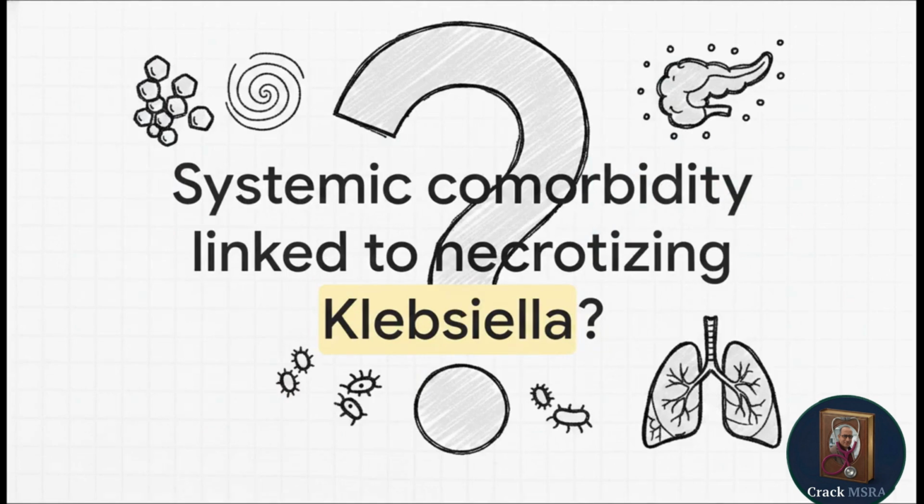Back to KLEBS again. We already know the E stands for alcoholics, but what does the S stand for when we're talking about patient comorbidities linked to the severe cavitating pneumonia? It stands for sugar, which means the answer is diabetes mellitus.